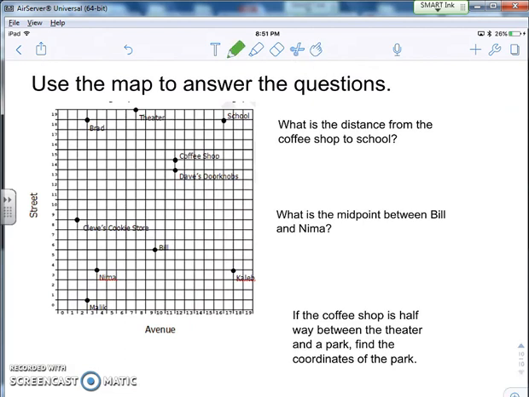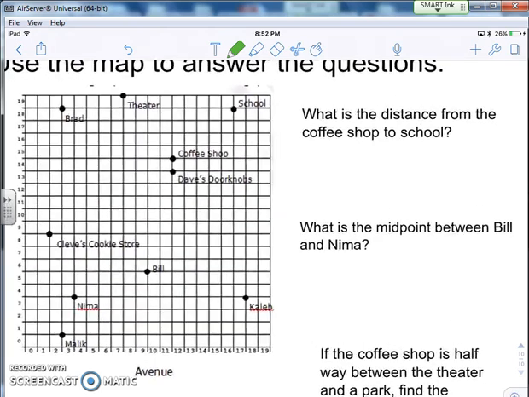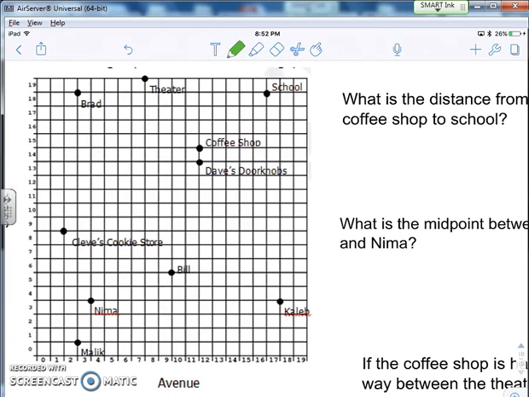So last thing we're going to look at in this lesson is using a grid to answer word problems. This says, what is the distance from the coffee shop to the school? Here's the coffee shop, here's the school. So we can use the ordered pairs. This is a little bit tricky. The y's are above the line and the x's are to the right of the line. So coffee shop looks like our y value is going to be 15 and our x value is going to be 12, I believe.